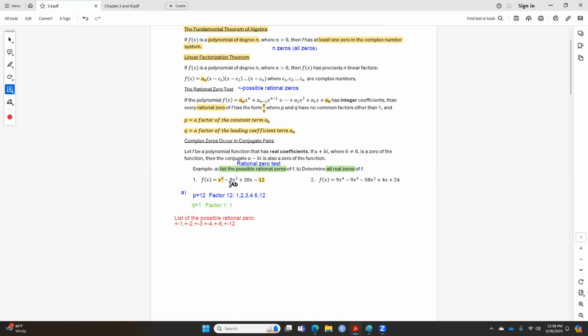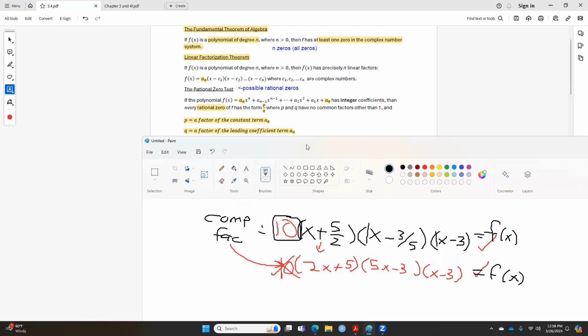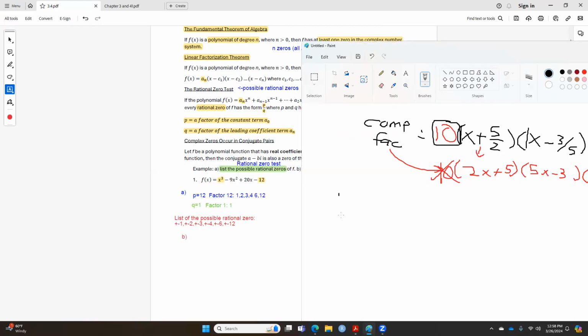Okay, so now we got the list of possible rational zeros. Now question B in this case is we have to test them. So how do we test these possible rational zeros? You have to perform synthetic division. Okay, so what we do here is we're going to set up synthetic division with the coefficients. Again, this is what you did in the previous section here. 1, -9, 20, and -12. So these are the coefficients that we have. Okay, and as usual, we always drop the 1 down here.